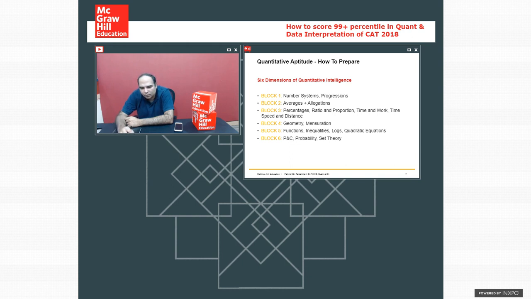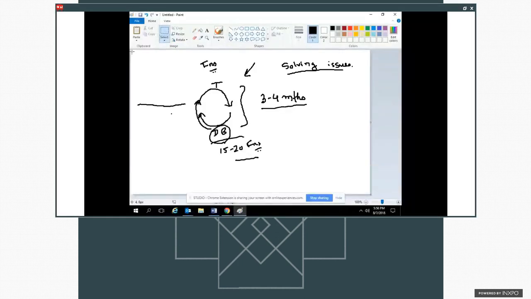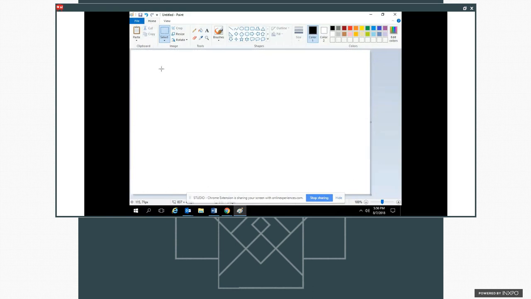these chapters are and these blocks are. But when you're preparing, what is the preparation objective? When you're studying, let's say you're studying block 5, functions, inequalities, logs, and quadratic. What is your preparation objective when you're studying this topic? So you're studying functions, inequalities, logs, and equations, including quadratic equations.